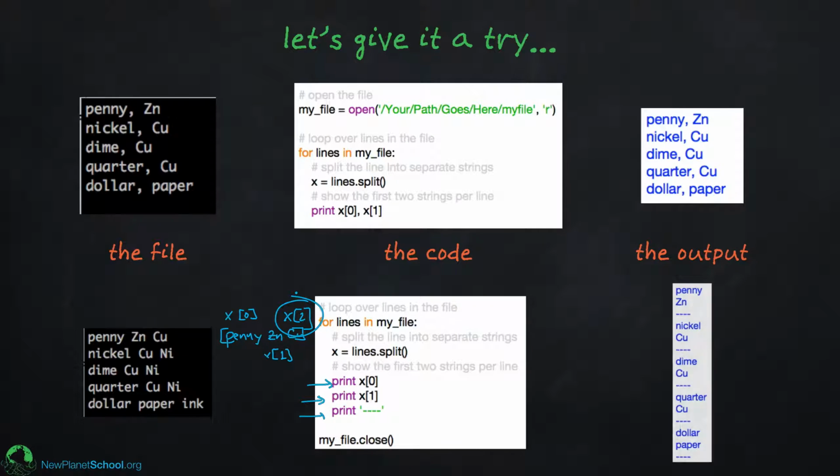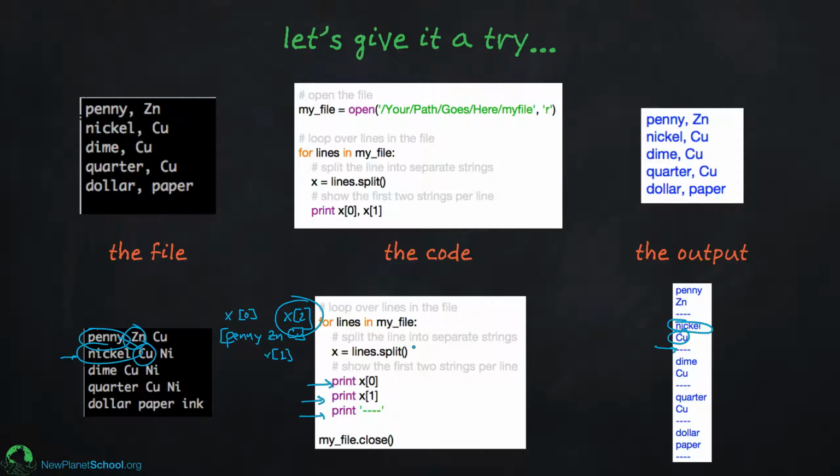Let's see what happens. I get x0 is penny. That's this. x1 is zinc. Completely ignore this. It read it in, but I'm not going to do anything with it. I'm just going to print a dash line, and then I'm going to continue to the next line, where I get nickel here. Read in CU here. I read in the whole line, so I have NI there, but I don't do anything with it. I just put the dashes, and then I continue through.